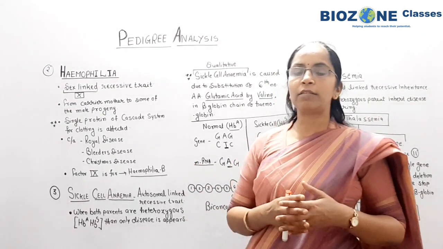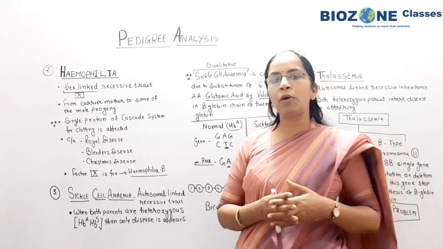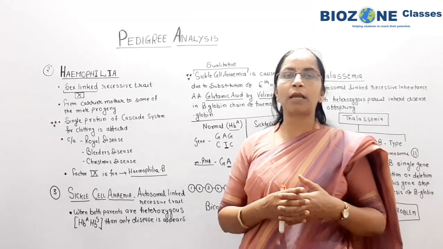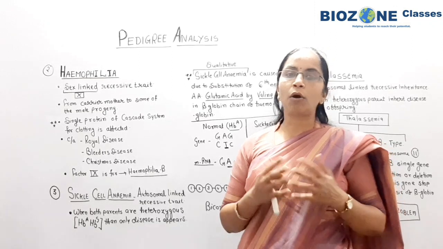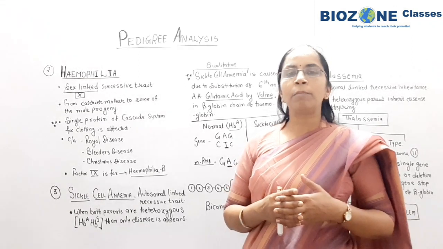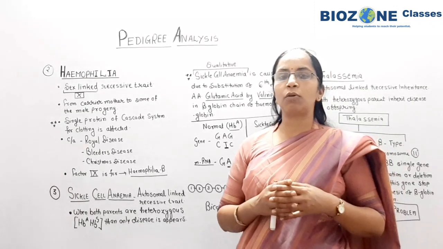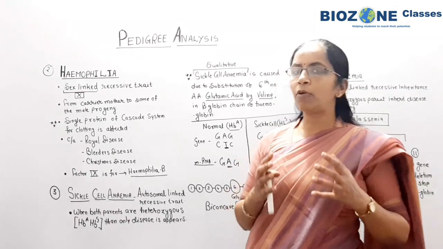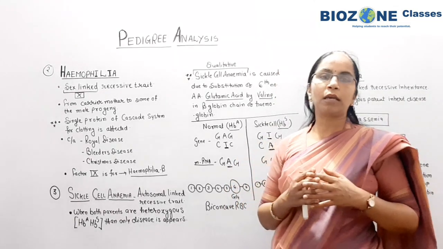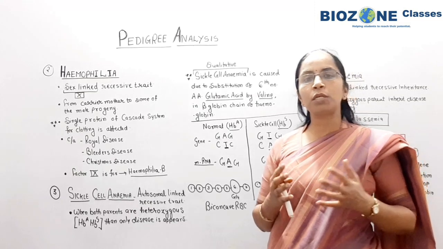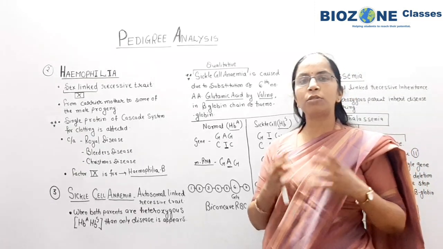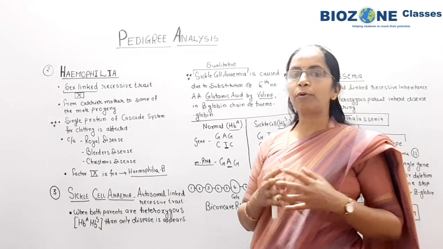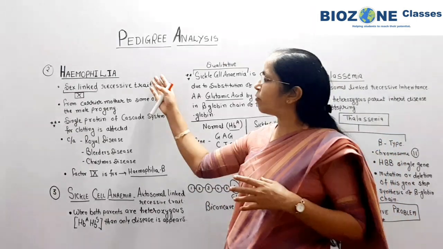Bleeder's disease is another name we use because continuous bleeding takes place from the body in normal cuts and damaged parts, because of the complete absence of the clotting phenomena. So hemophilia, you remember, is the disease in which the process of clotting or coagulation does not take place. That disease is called hemophilia.